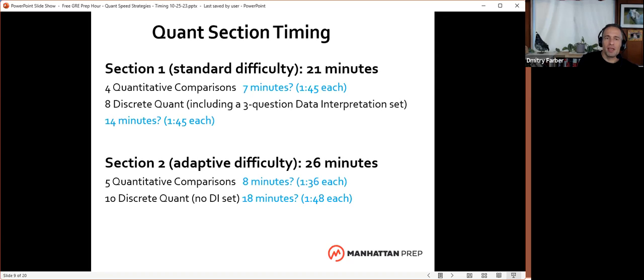So you could think of it as the first 4 I do in 7 minutes instead of 5. That gives me the standard 1:45 for each of the quant comps, but then I also have to average 1:45 in the discrete quant, and that's often a little bit harder to do. This will also include your data interpretation set.